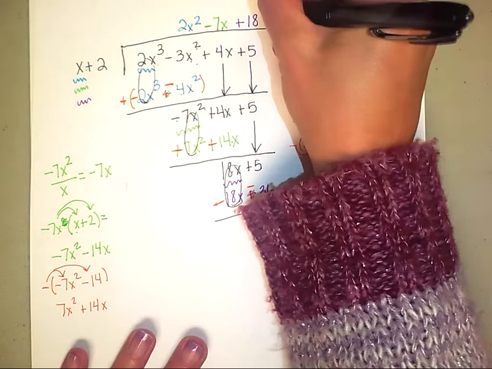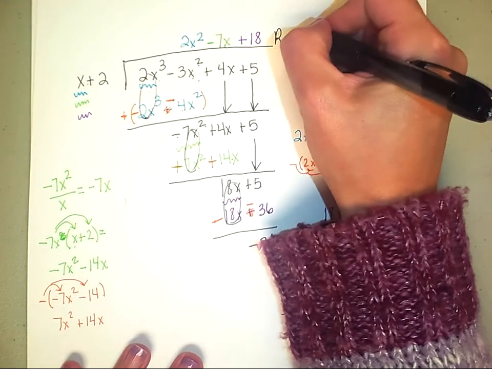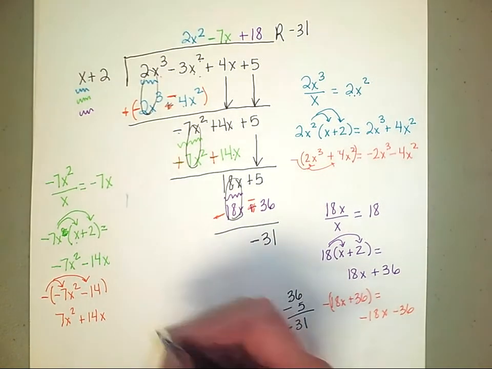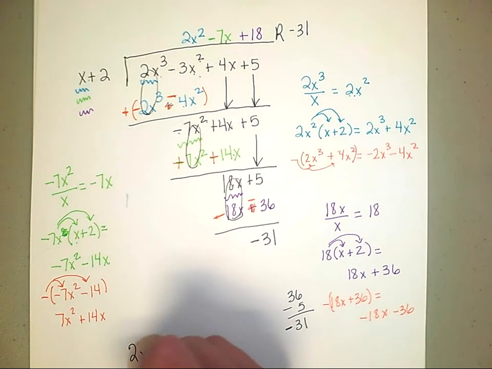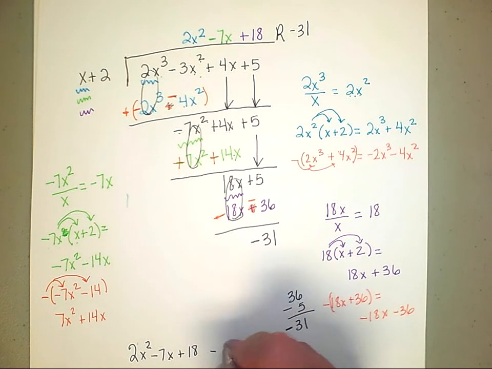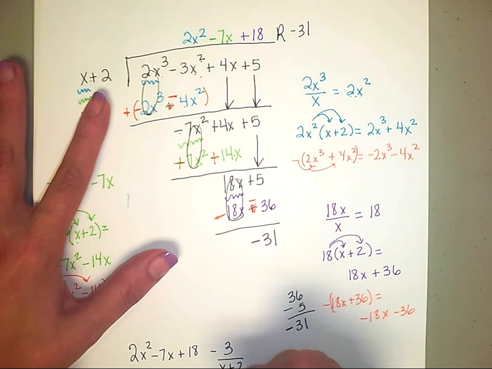And so we could write it a couple ways. This is our answer with a remainder of negative 31. We could write it as 2x squared minus 7x plus 18 minus 31 over x plus 2. These are equivalent either way.